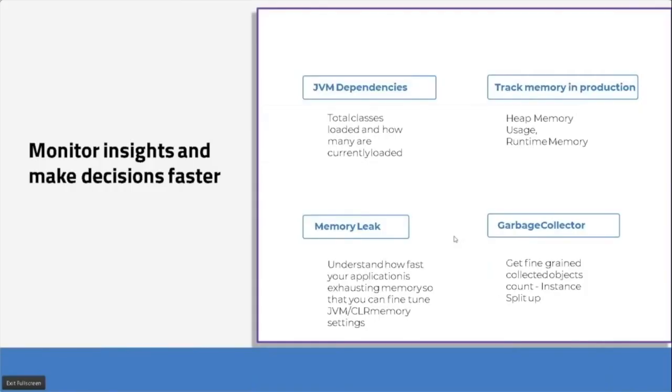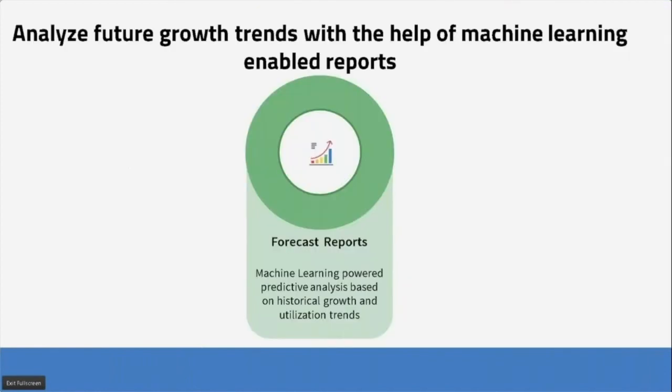With this, let us move ahead to the next topic, which is analyzing future growth trends with the help of machine learning enabled reports. Now, as far as monitoring is concerned, it is also required that the reports are enabled for monitoring, because reports help the user predict how the utilization has been over the past 1 week, last quarter, or last year. Now, these are some of the standard reports.